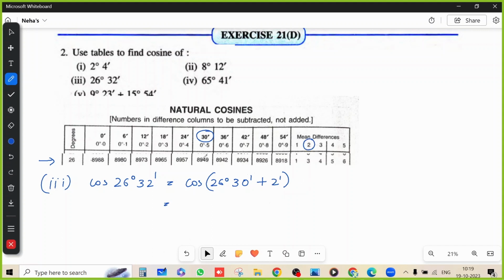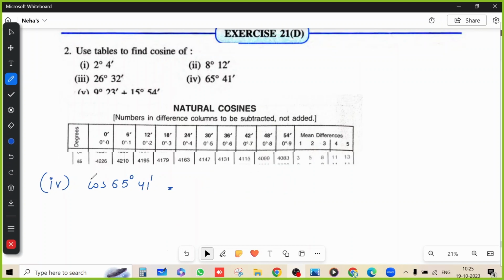Now all the values here are given in number form, but they have to be written in the form of 4-digit decimal places. This will be 0.8949 plus the value of 2 minute, which is given here as 3. But as I have already told you, these values are supposed to be subtracted and not added. So this will become -3, and the answer here will become 0.8946.